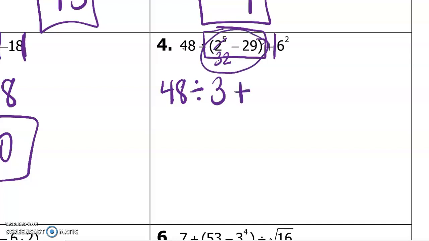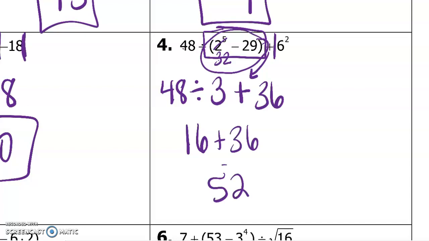And then I'm going to put my plus sign, bring my plus sign down. 6 squared is 36. So again, you can do more than one thing at once. I simplified the whole inside of the parentheses down to 3, and then I also brought down the 36 rather than rewriting 6 squared. So now I need to do 48 divided by 3 is 16, plus 36 gives me 52 for my final answer.